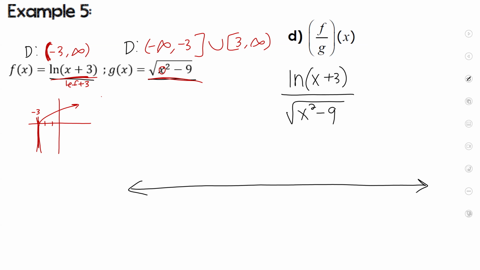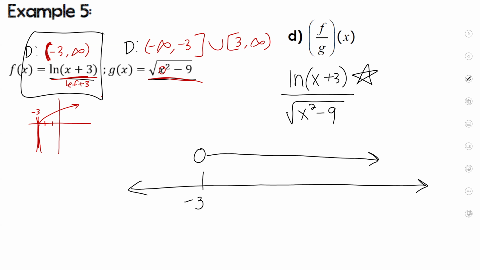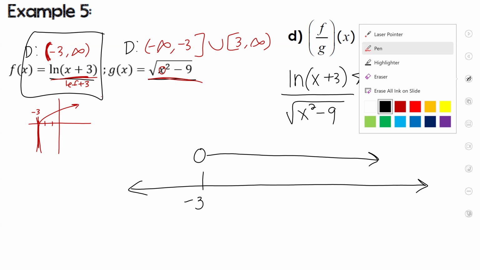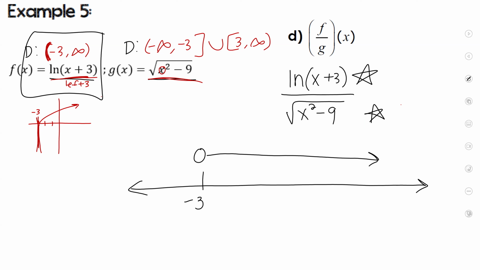We said for this one over here, the domain is -3 to infinity. So here's -3. You said that we could go from -3 to infinity, right? That's the domain of this top one. Okay, do y'all understand the picture I just drew? Okay, now I'm going to draw the domain for the bottom one. I'll use a different color. I'll do red. You guys said the domain for the bottom can be anything below -3 and anything above +3. Does my picture make sense?